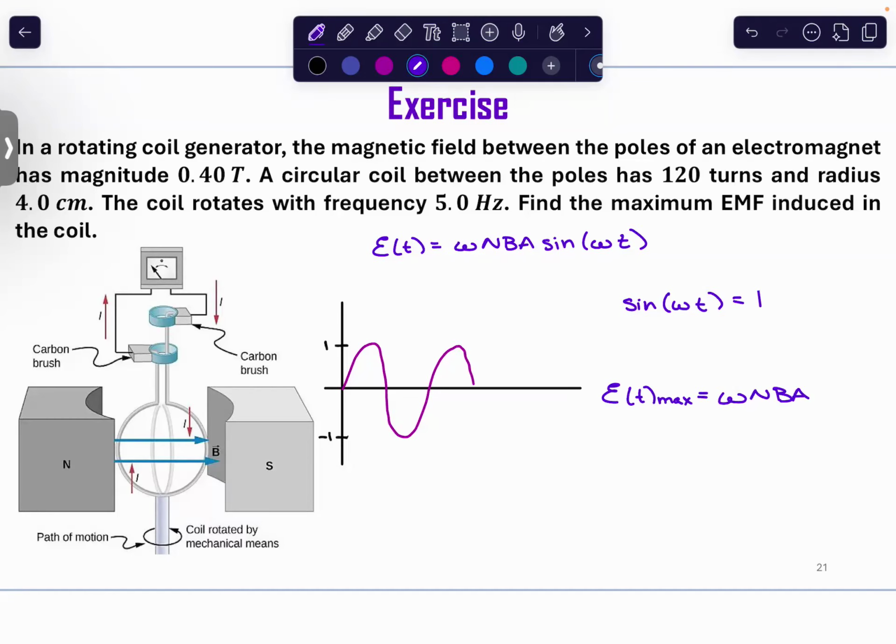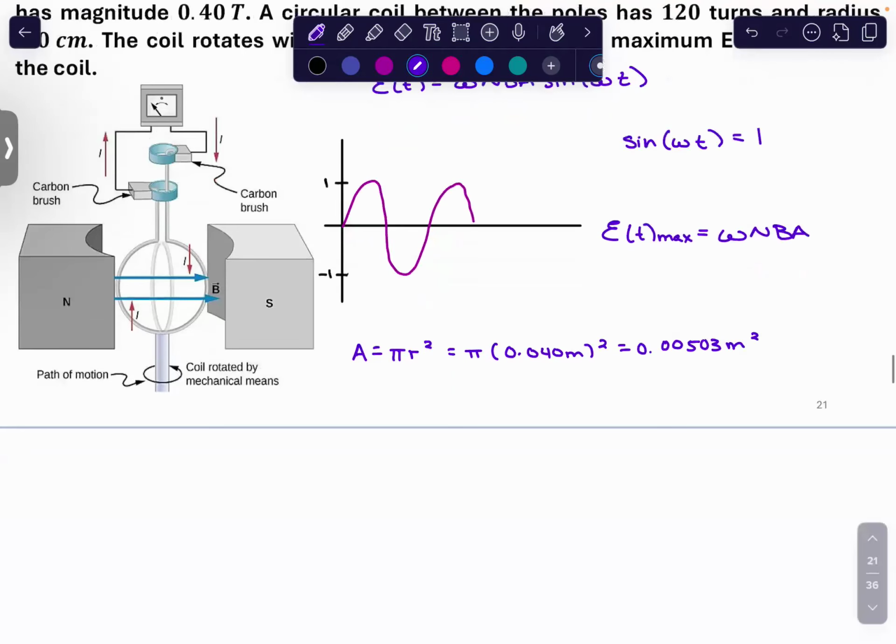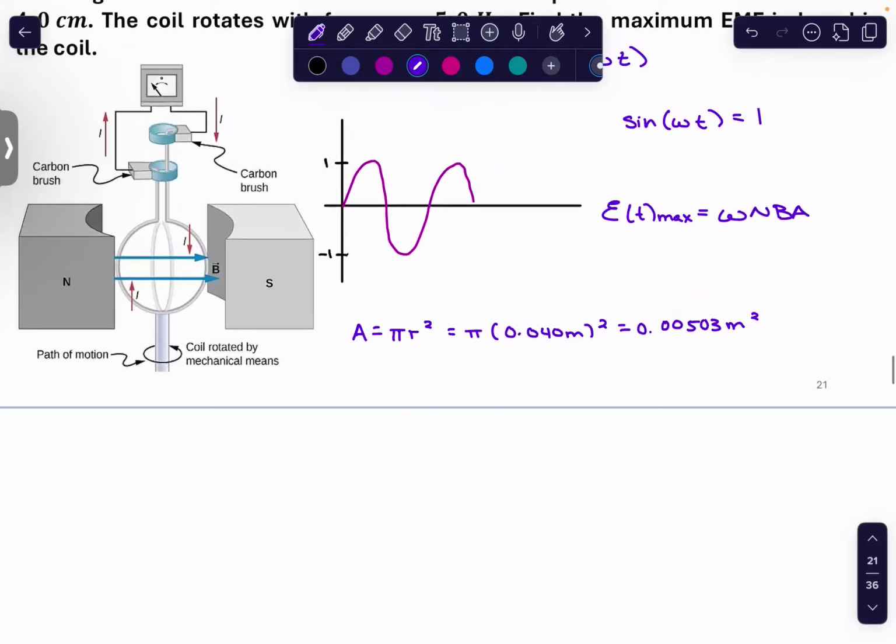So now we just have to figure out what each one of these numbers is and plug them in. So our area is going to be pi r squared. Okay, so we have A. Now, remember, omega is your rotational frequency. Okay, so that's radians per second.